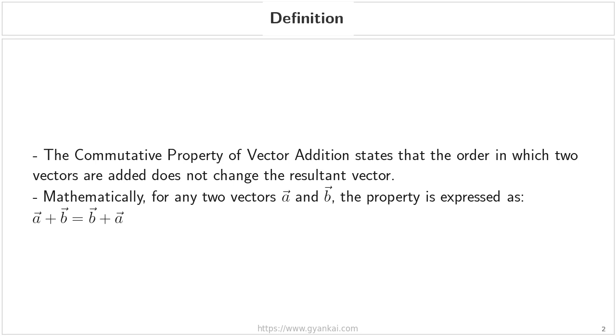To put this into mathematical terms, for any two vectors, a and b, this property is expressed as a plus b equals b plus a. As we move into the next few slides, we are going to prove why this is true using a geometric approach.